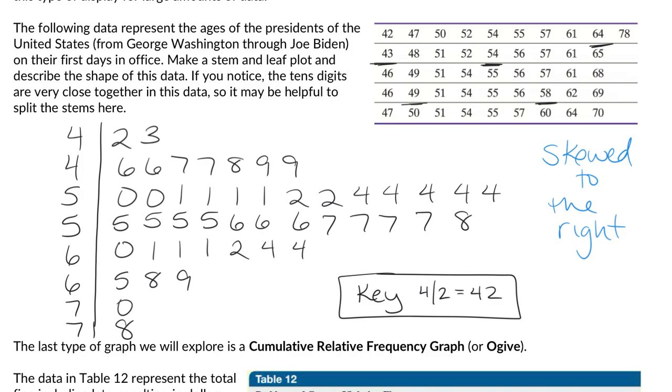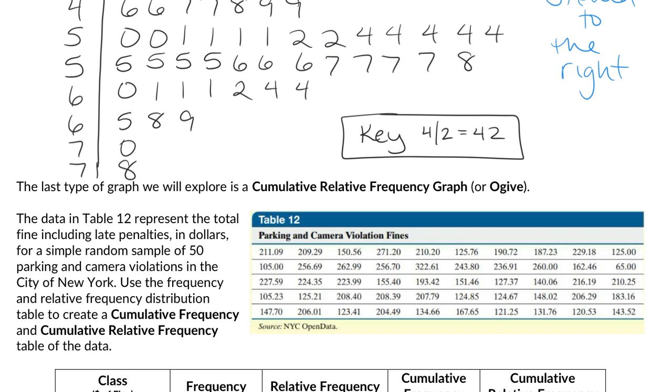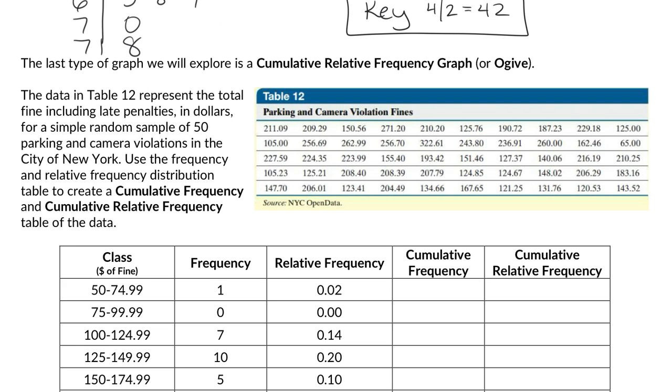The last type of graph that we're going to explore that is more specifically for quantitative as opposed to qualitative data brings up the idea of cumulative frequency and cumulative relative frequency, which are called an ogive when you graph them. Ogive.